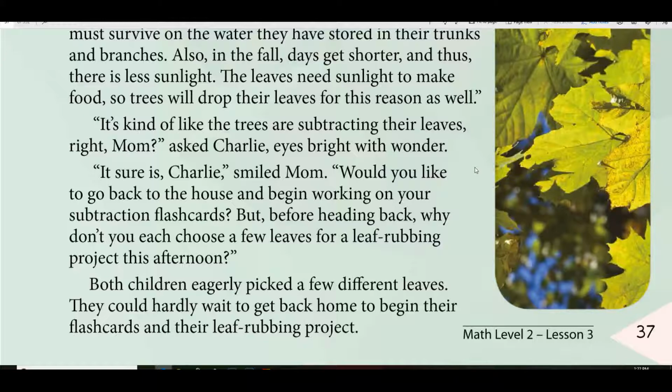Would you like to go back to the house and begin working on your subtraction flashcards? But before heading back, why don't you each choose a few leaves for a leaf rubbing project this afternoon? Both children eagerly picked a few different leaves. They could hardly wait to get back home to begin their flashcards and their leaf rubbing project.